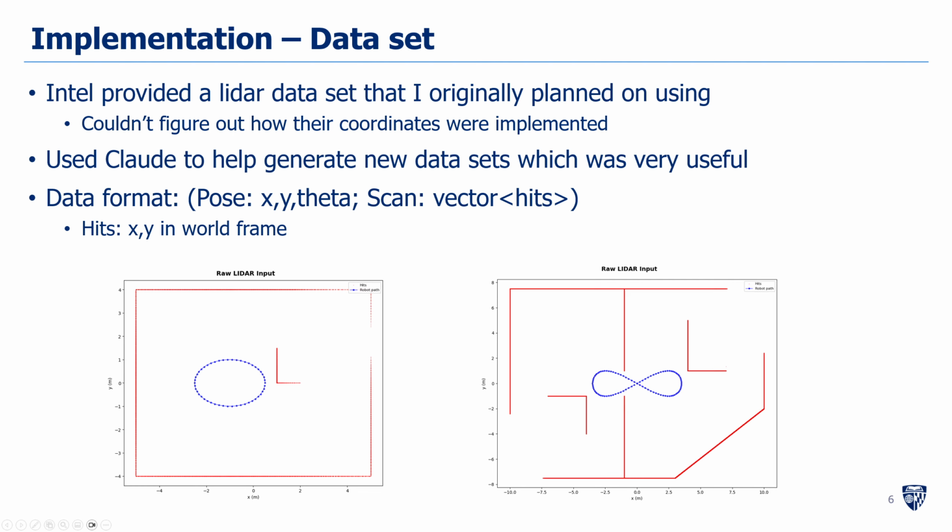The data format that I'm using is there's just a pose and a scan in the dataset. The pose is just your x position, y position, and theta, so your angle, whatever direction the robot's looking. And then you have your scan, which is just a vector of hits, and hits is just where in the world frame, looking at it from this perspective, you got a hit, which would be the red in this case, so any place you have a wall.